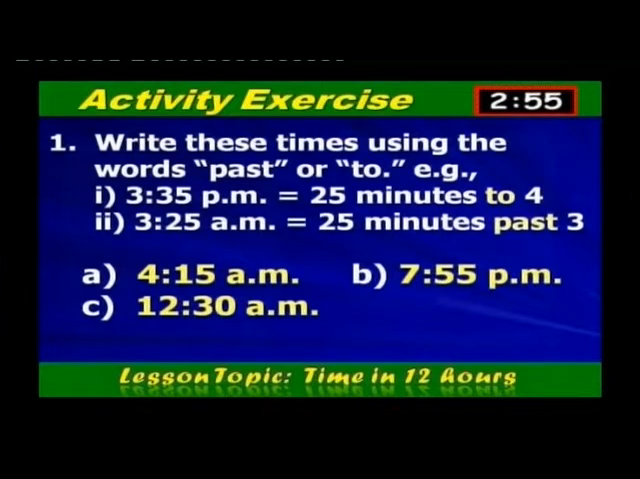Exercise A, 4:15 a.m. Exercise B, 7:55 p.m. And exercise C, 12:30 a.m. Use your clock face. You can use your clock face to work out the answers.